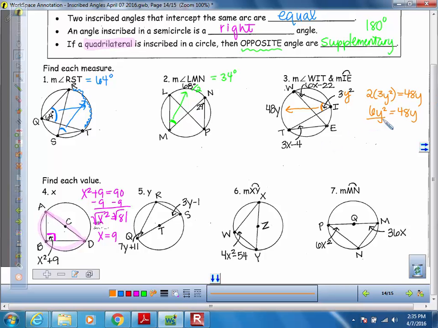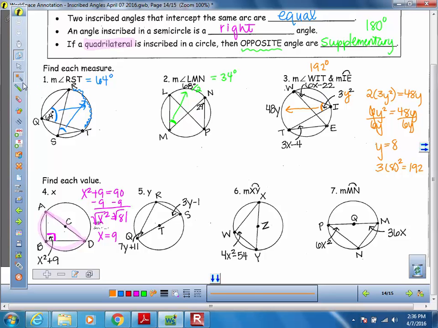If we divide both sides by 6y, these 6's cancel, then I'm left with 1y equals, these y's cancel, and what's 48 divided by 6? 8. And so my y equals 8, but to find this angle, I need to plug it into what? 3y squared. So 3 times 8 squared, and that gives us 192 degrees. Very good.